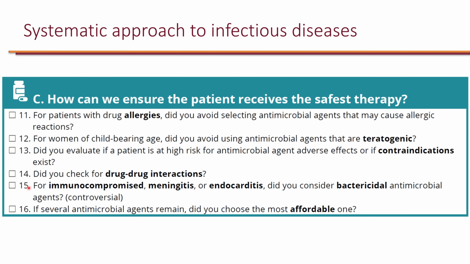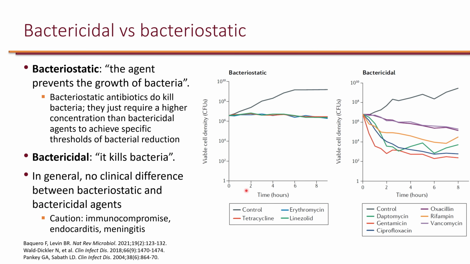For immunocompromised patients and those with meningitis or endocarditis, we want to consider, in general, bactericidal antimicrobials. Now this is a bit controversial because the evidence for this is not clear, so it's not studied well. But in theory, we think that bactericidal agents may benefit patients who are immunocompromised or have meningitis or endocarditis. And here's what that means. Essentially, the definition of bacteriostatic means that the agent prevents the growth of bacteria, whereas bactericidal means that it actually kills bacteria.